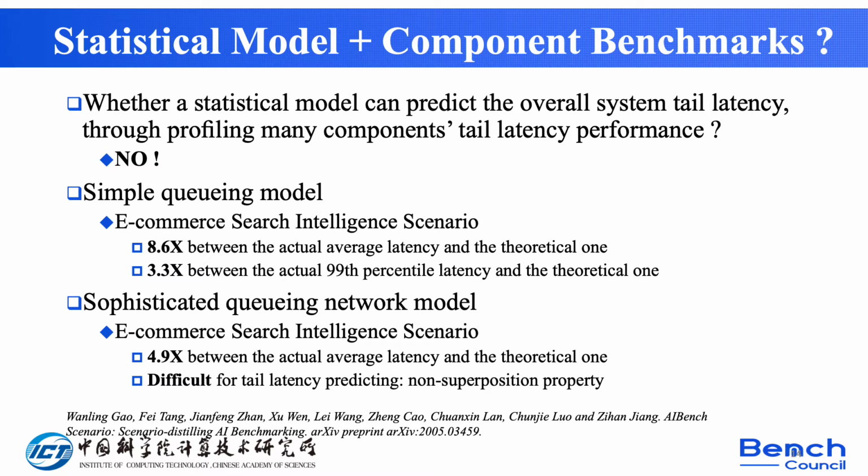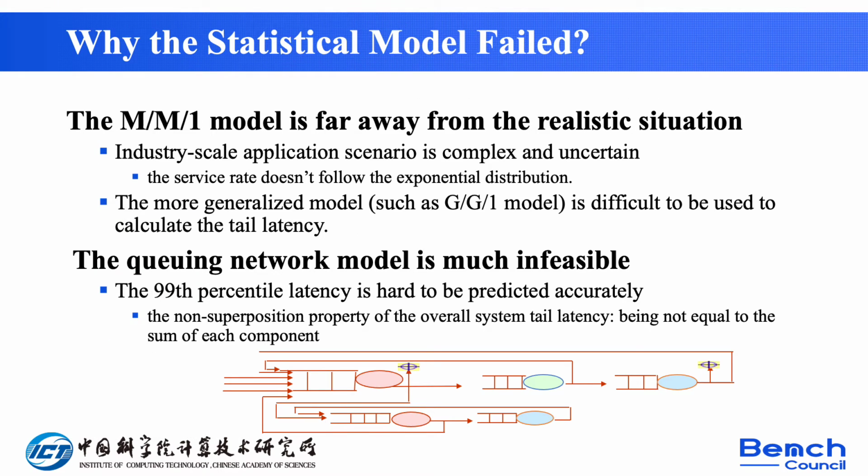We find that the gaps between the actual average latency or tail latency and the theoretical ones are large through the experiments using two scenario benchmarks. Our experiments using the state-of-the-art statistical models show that the statistical model cannot predict accurately. There may exist a 3 to 9 times performance gap. The main reason for this huge gap is as follows.